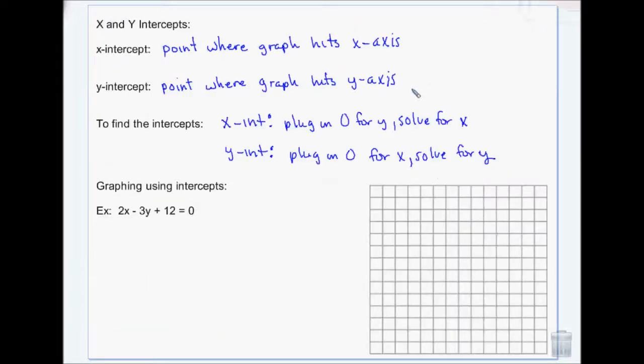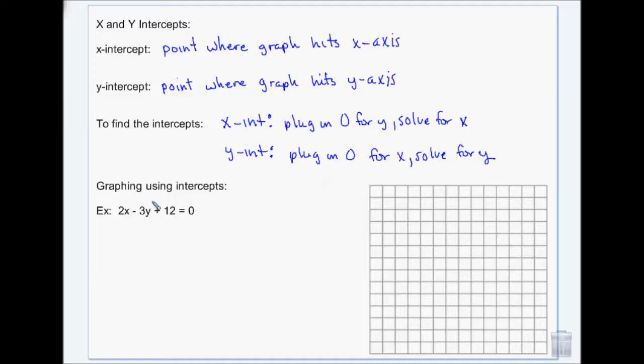The x-intercept is where the graph hits the x-axis, and the y-intercept is where the graph hits the y-axis. Now, not every line will have both, but most lines will. To graph using the intercepts, first you need to find the intercepts. To find the x-intercept, you plug in 0 for y, and then you solve for x. To find the y-intercept, you plug in 0 for x, and you solve for y.